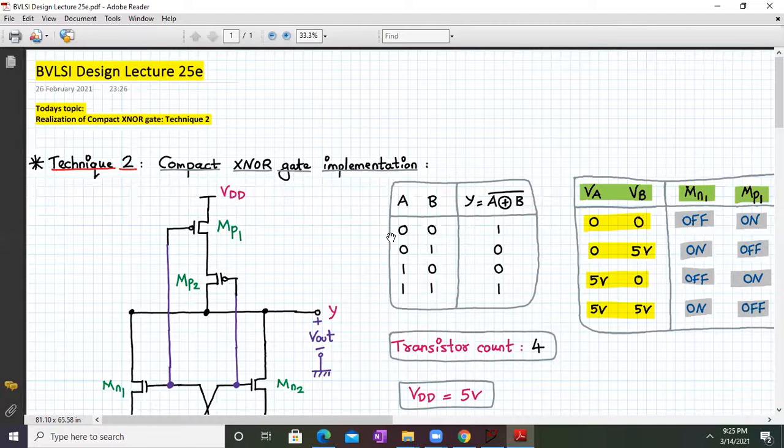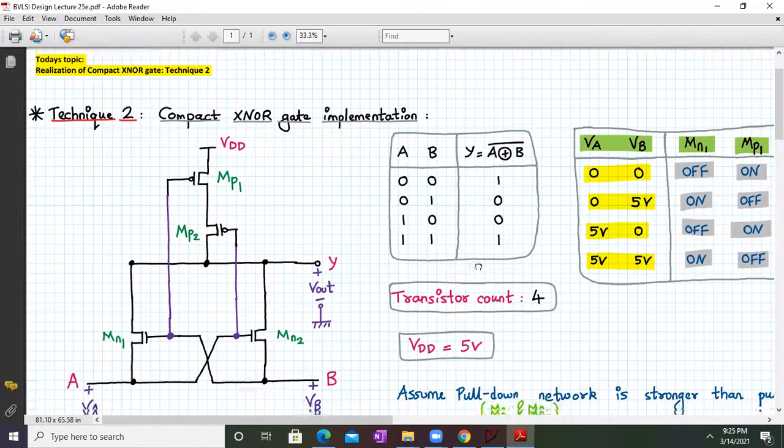Hello everyone, welcome to VLSI Design lecture number 25E. Today we are going to realize a compact XNOR gate using technique number 2. So let us directly start with the design.